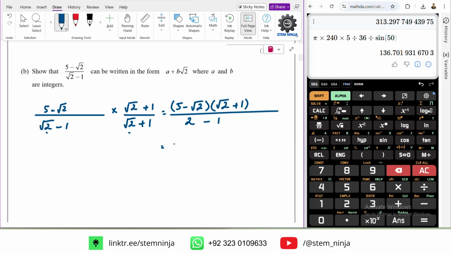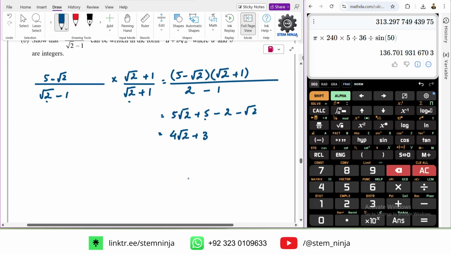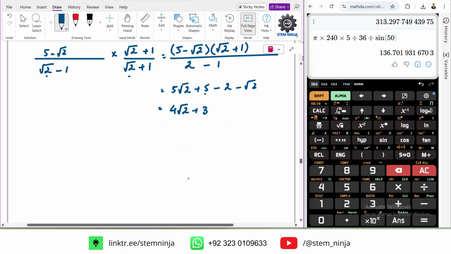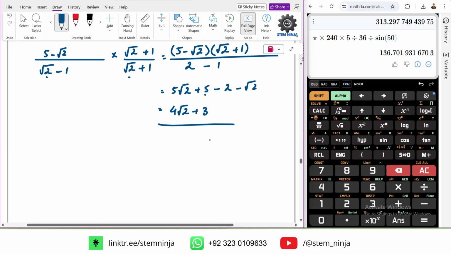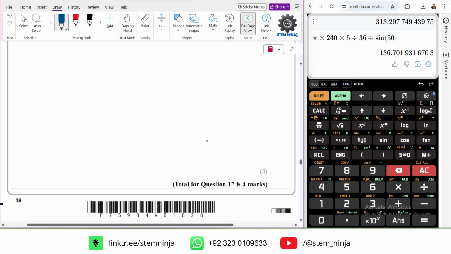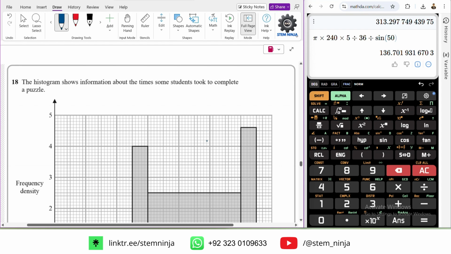So basically it's just 5 root 2 plus 5 minus 2 minus root 2. So 5 minus 2 is 3, and 5 root 2 minus root 2 is 4 root 2. So 4 root 2 plus 3. And that's our answer. Let's move on to the next question.